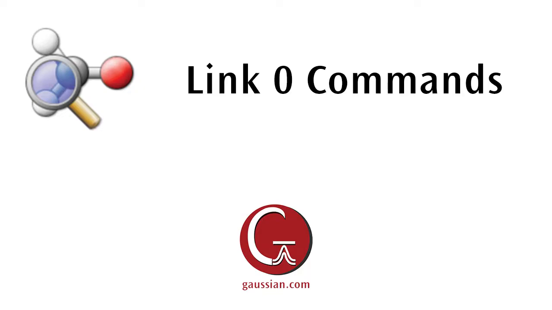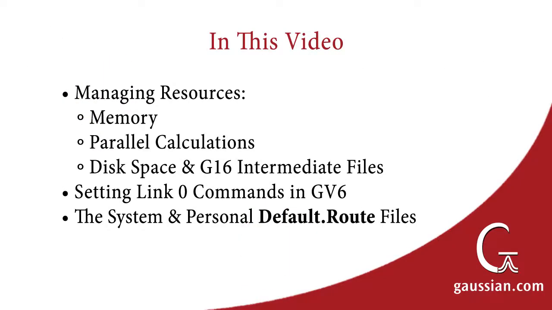Link0 directives are Gaussian's method for specifying various computer resources that are available to the calculation. Some of the resources that can be specified with Link0 commands include memory, disk space, and CPU resources. This video will discuss specifying each of these items in turn. We will also discuss Gaussian's Default.Route file for setting system-wide defaults for calculations.